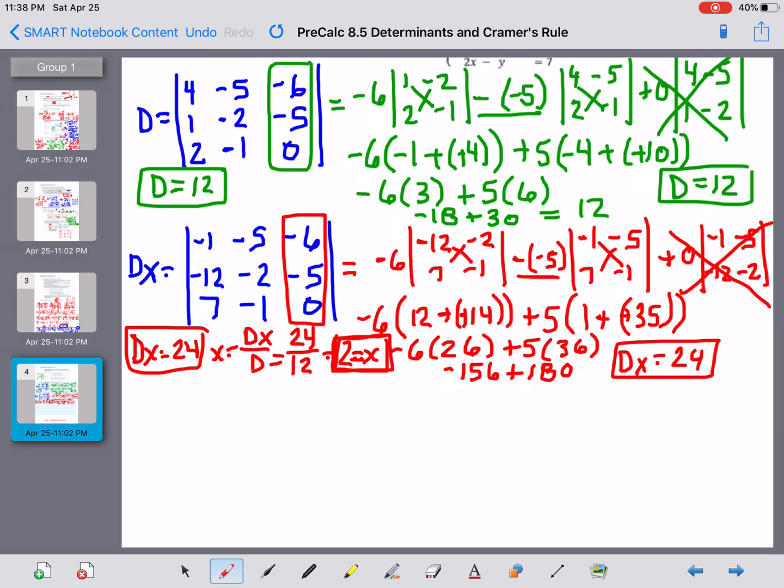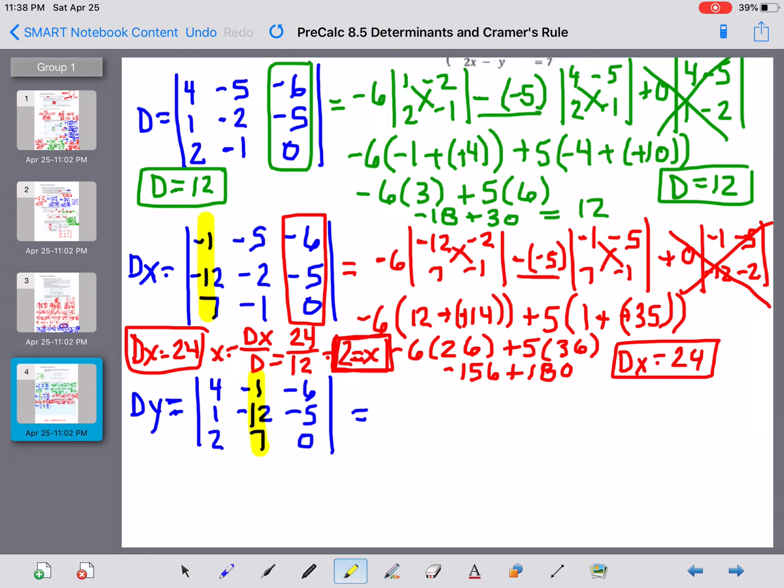So for dy, I think back to my original matrix on my d. My first column was my x. That can stay the same, so I'm going to go back to my 4, 1, 2 on my x. This time I'm replacing my y with my answers. And my answers are -1, -12, and 7. And my z's, I'm going to keep the same, so I'm going to keep it at -6, -5, and 0. The only one I switch on my dy is my y column, okay? Remember, answers on my x, answers on my y. Those are the ones I'm switching. The rest of them stay the same, okay?